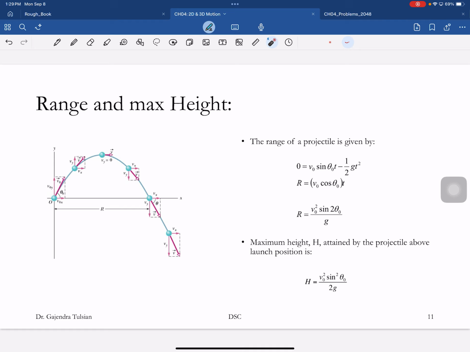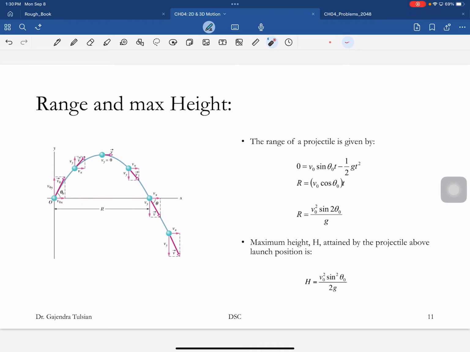Okay, when do you get the maximum range? At what launch angle do you get the maximum range? 45 degrees. Yeah, 45 degrees. So you're just maximizing this value, everything else being constant. The maximum value of this is 1, and sine 90 is 1, so that makes that 45 degrees. All right, so a launch angle of 45 degrees gives you the maximum range.